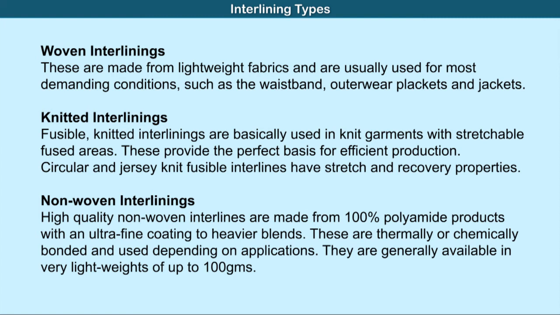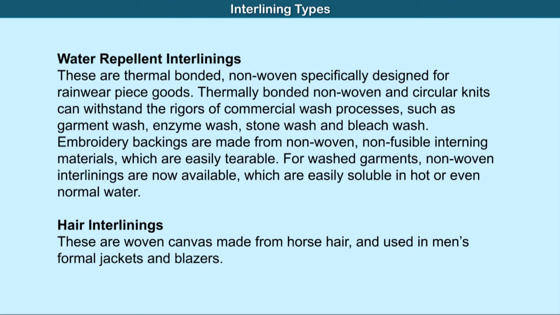Non-woven interlinings. High quality non-woven interlinings are made from 100% polyamide products with an ultra fine coating to heavier blends. These are thermally or chemically bonded and used depending on applications. Generally, it is available in very light weight of 100 grams. Water repellent interlinings are thermal bonded non-woven, specifically designed for rainwear piece goods.